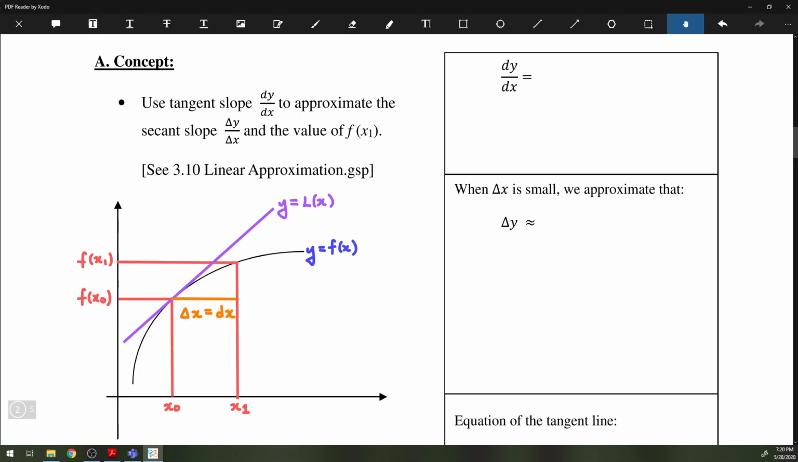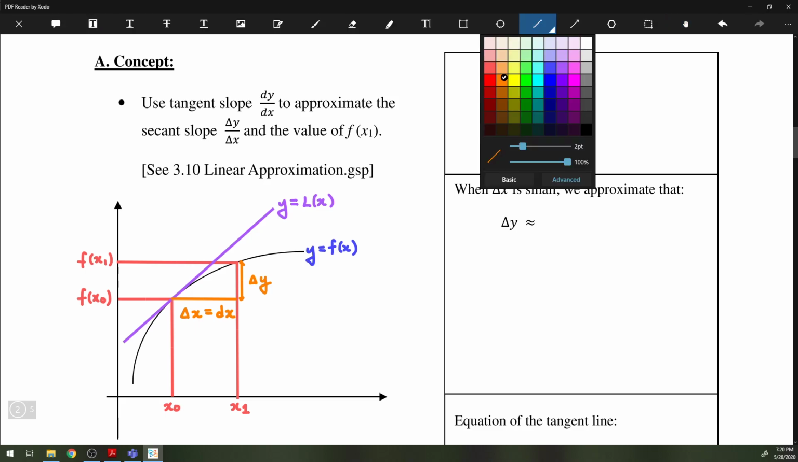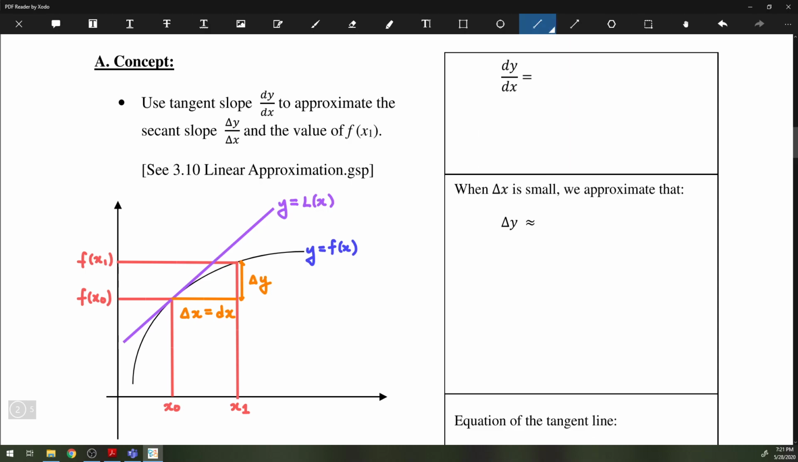The change in y value here on the curve is delta y. Whereas the change in the y value along the tangent line, where L of x1 is this line right here, this would be dy.